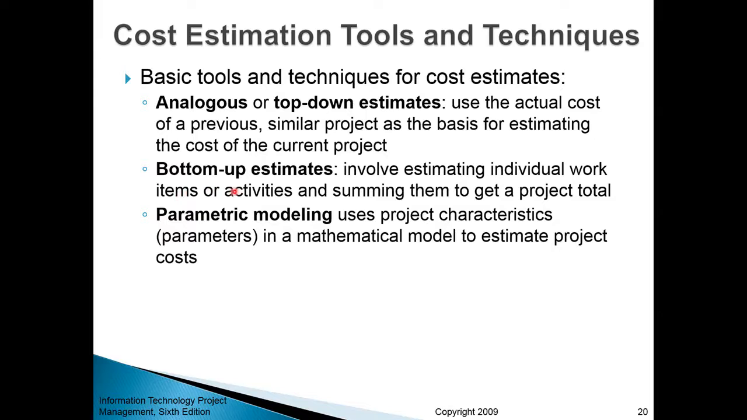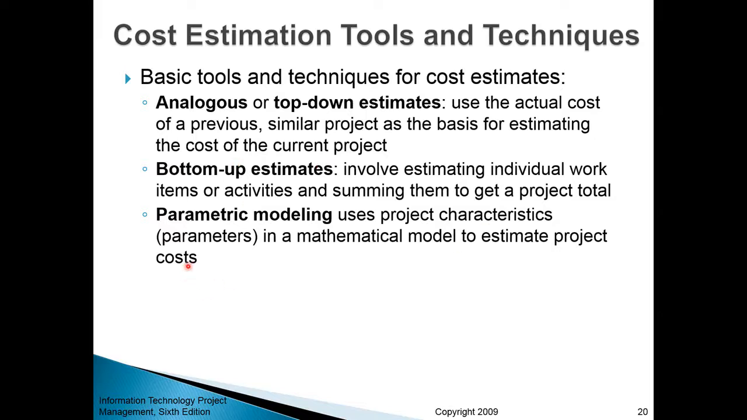Then you have bottom-up estimates. It involves estimating individual work items or activities and summing them to get a project total. So you start with the small tasks because usually small tasks are easier to analyze, easier to wrap your brain around. And once you figure out approximate price or cost for those individual little activities, you can aggregate them to higher order activities.